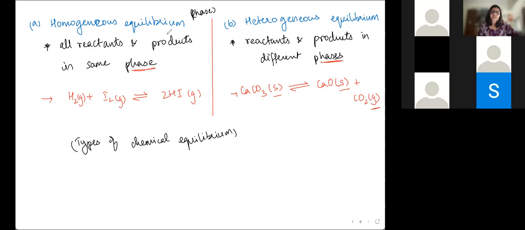So homogeneous is one type, heterogeneous is one type. The classification is purely based on looking at the reaction and the phase of the reactants and products. If all of them are the same, then it is homogeneous. Even if one of them is different, it becomes heterogeneous.